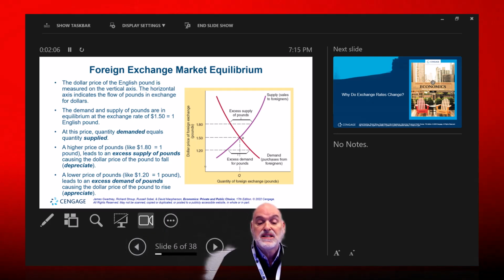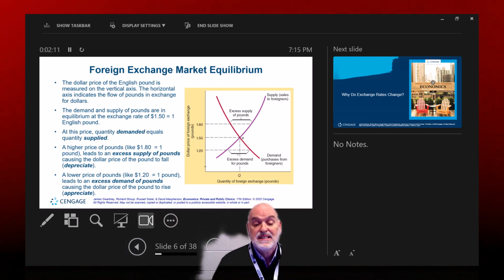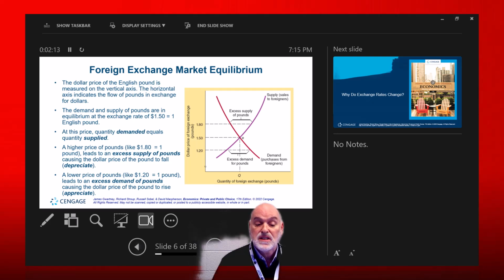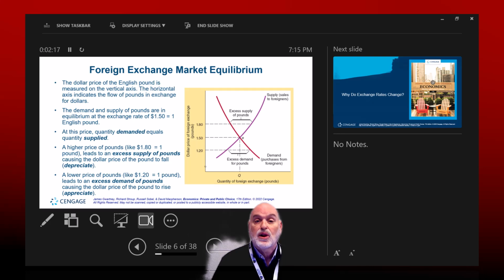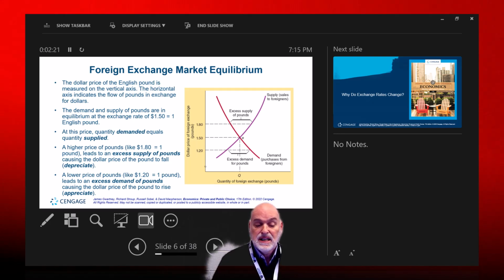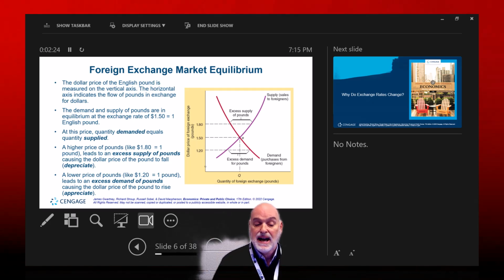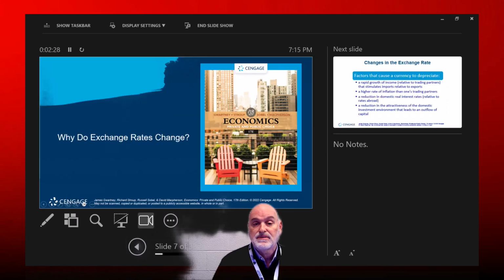A higher price of pounds, like $1.80 equals 1 pound, leads to an excess supply of pounds, causing the dollar price of the pound to fall or depreciate. A lower price of pounds, like $1.20 equals 1 pound, leads to an excess demand of pounds, causing the dollar price of the pound to rise or appreciate.